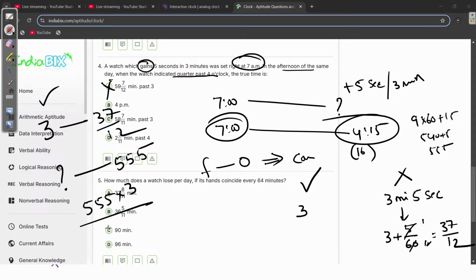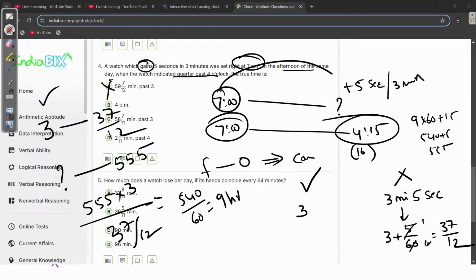555 into 3 by 37 by 12. You can use your calculator if you want. I think why waste the time, I will just use the calculator and tell you. So 37 by 12, just give me 1 minute. 3.08, 555 into 3 by 3.08. You are going to get 540 minutes. 540 minutes means exactly 9 hours. That means from the start you are going to move by only 9 hours. That is, the answer is going to be 4 p.m.